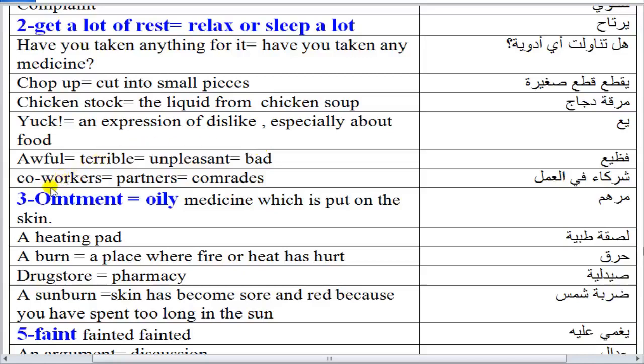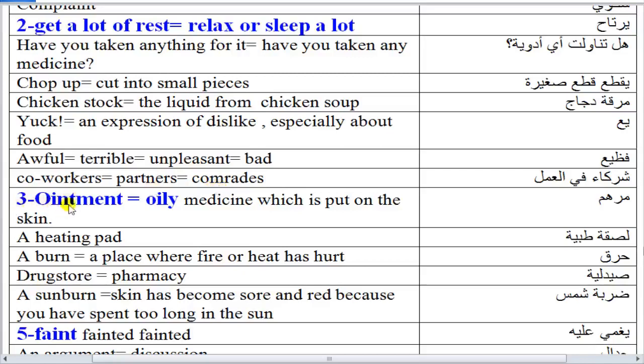Co-workers, partners in work. Comrades. American comrades. Co-workers, partners in work. Comrades.